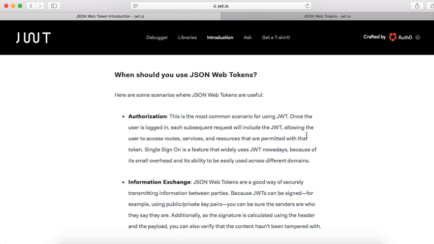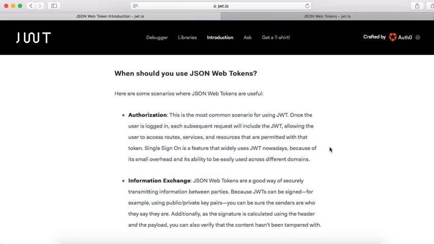The authorization one is the most common one, because here what happens is once the user logs in, he gets the JWT, and then the same JWT needs to be included in all the subsequent requests in order to access the resources. So that's how authorization is achieved using JWT.